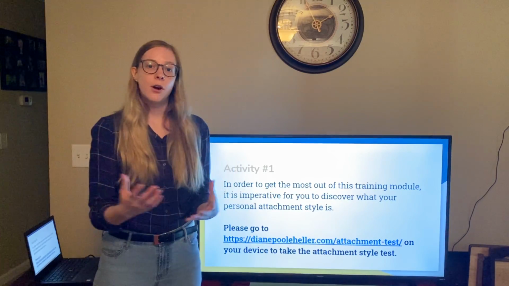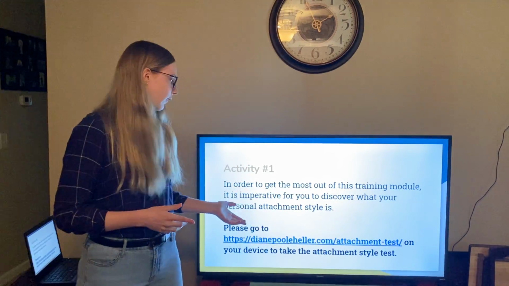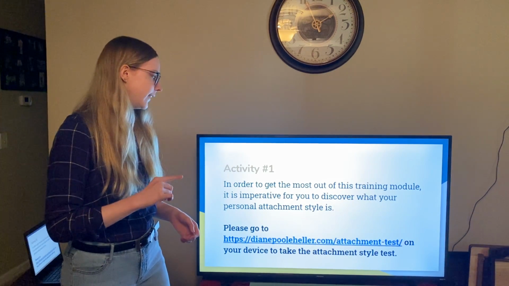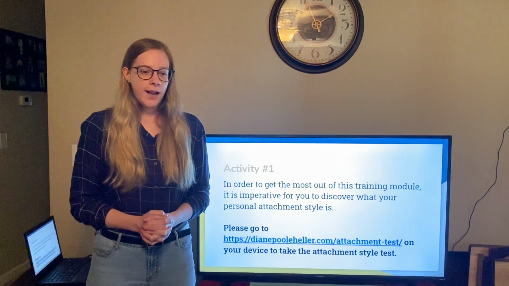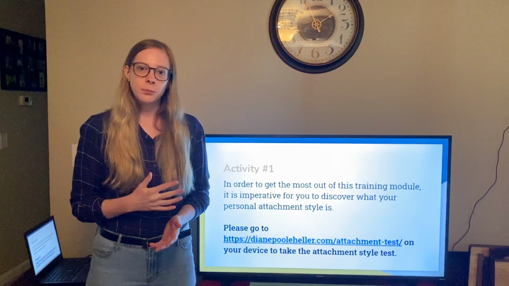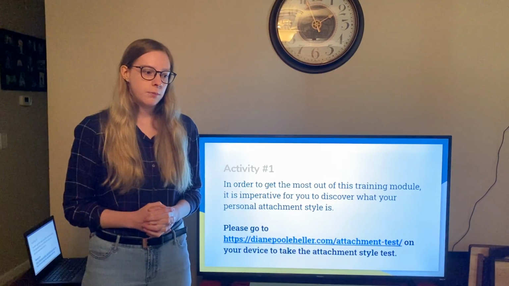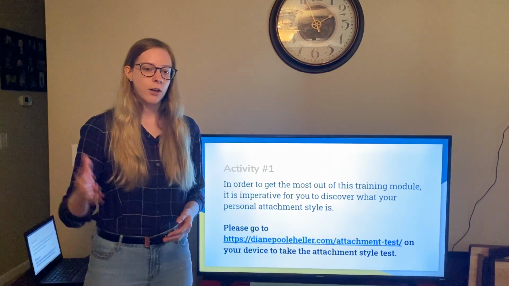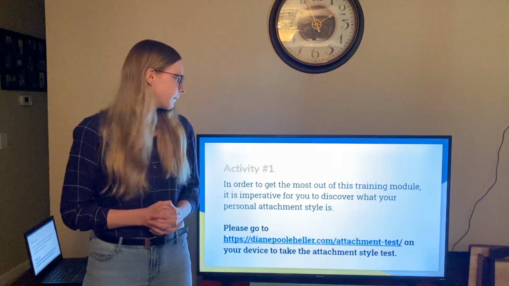All right, so now that we know what the attachment styles are, I wanted everybody to take this test online. It's dianepoolheller.com/attachment-test to find out what your personal attachment style is. You might already have an idea of what it is based on just the descriptions, or maybe you've taken a test before, but the first activity for today was going to be taking an attachment style quiz so that you could find out your own, and then once I go and explain the tips for each one, you could know what your attachment style is.